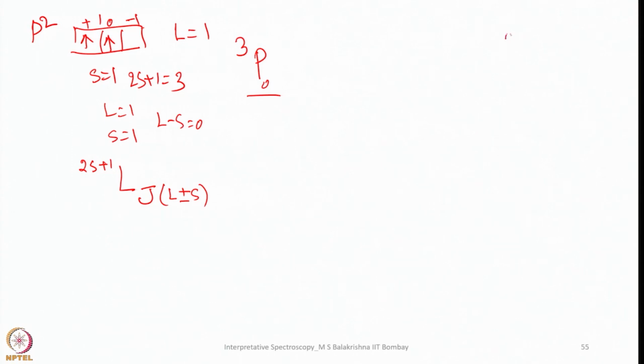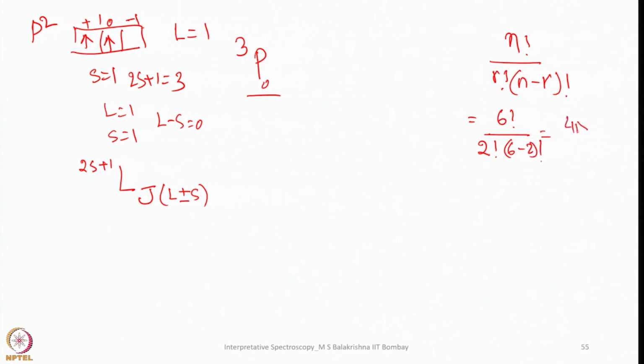The number of microstates formula is n factorial over r factorial into n minus r factorial. Here n is the total capacity of the subshell we are considering. Here it is p, so it should be 6 factorial, and r is the number of electrons. So I can write 6 factorial over 2 factorial and 6 minus 2 factorial, which gives 4 factorial, and now it is 15. The number of microstates possible for the P2 electronic configuration is 15.